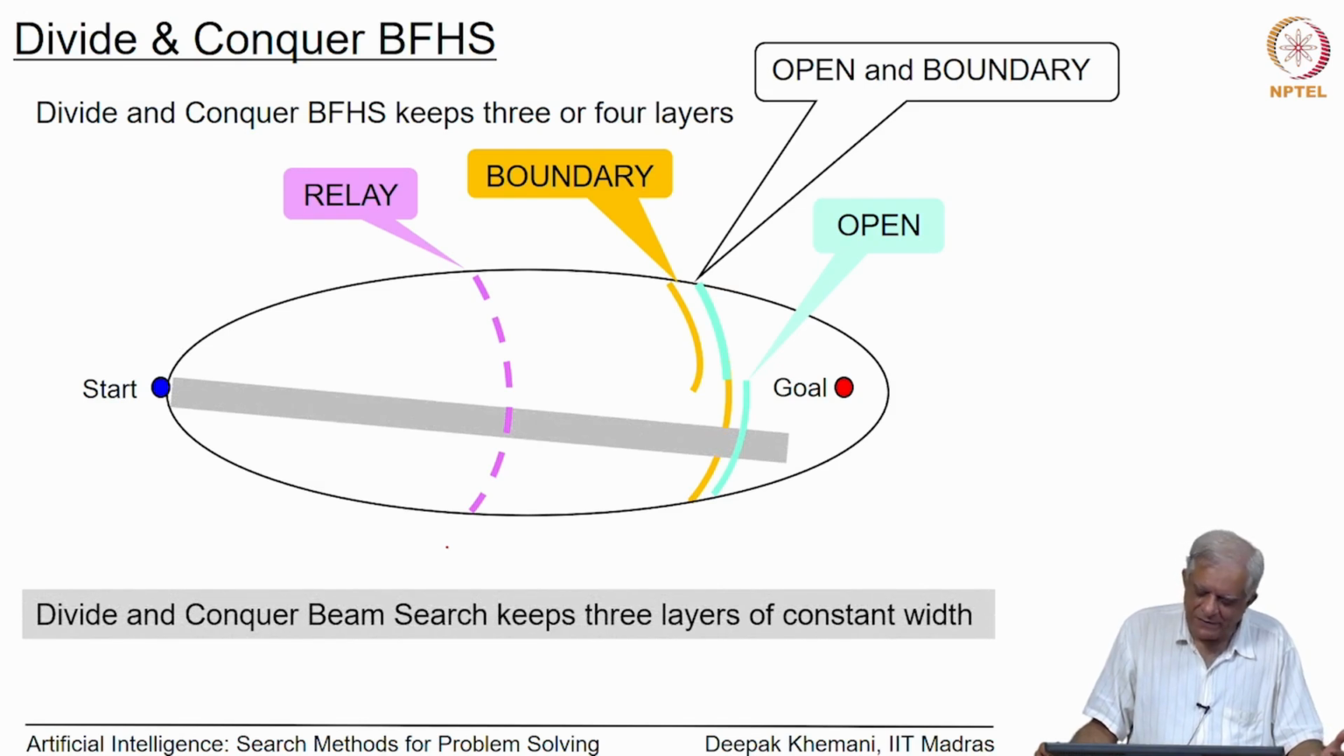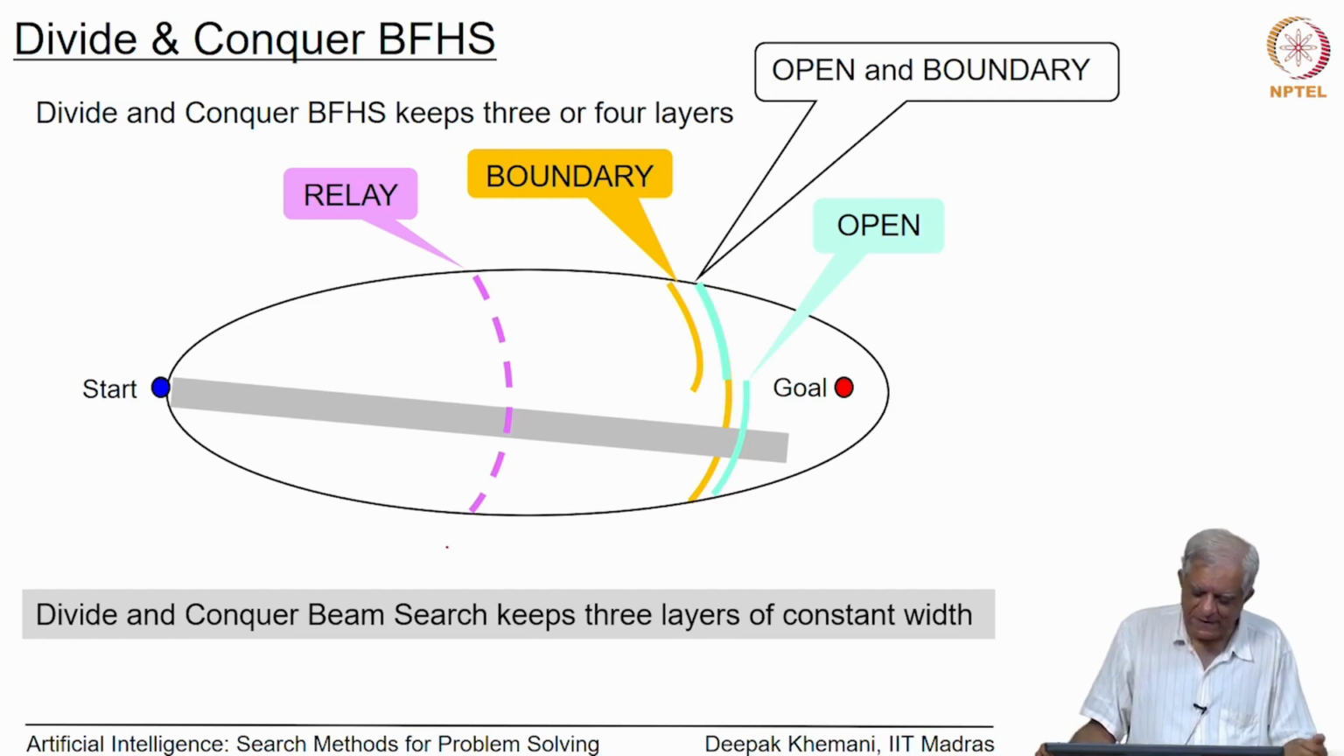We could do the same thing with divide and conquer beam search. It will only keep 3 layers of constant width, 1 layer for open, 1 layer for the boundary, and 1 layer for relay nodes. So, these divide and conquer versions of breadth first heuristic search and beam search essentially try to prune both the open and the closed list.